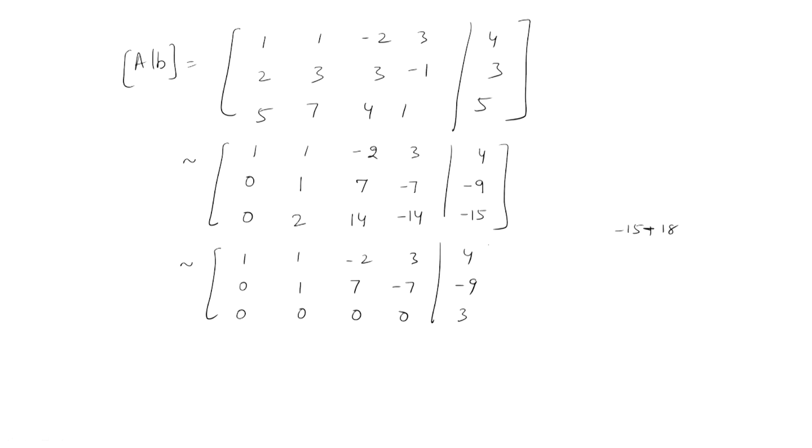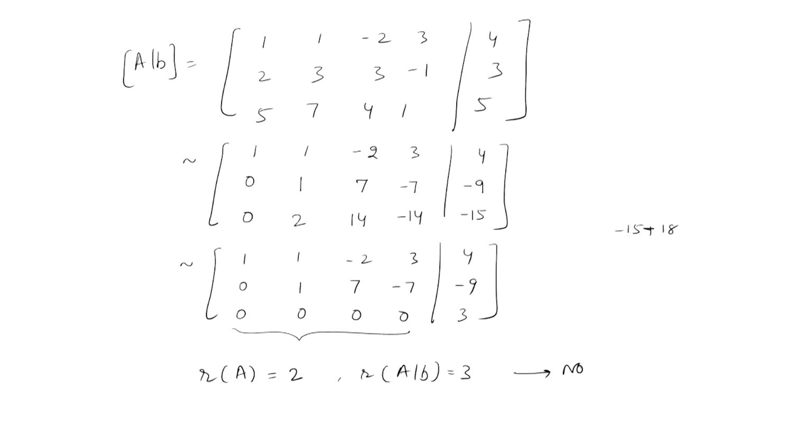So, this is 3. So, here rank of A is 2, okay. However, rank of the entire matrix is 3. So, rank of A is not equal to rank of augmented matrix, this means no solution. Okay. So, the system is having no solution.